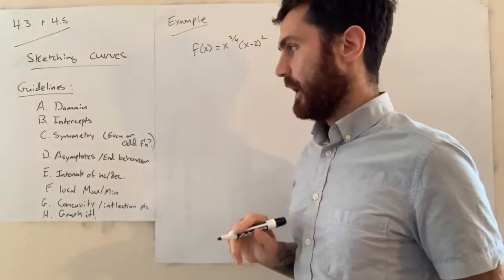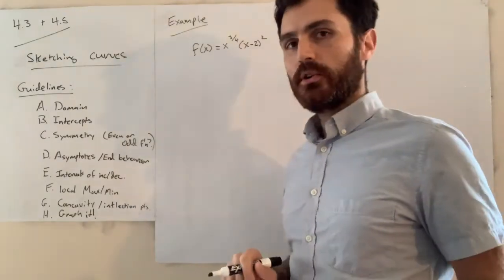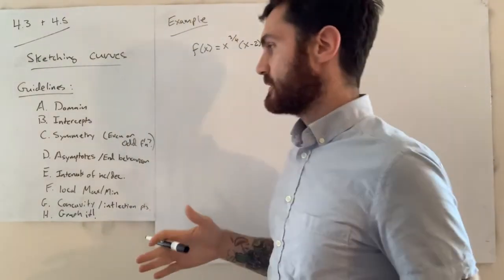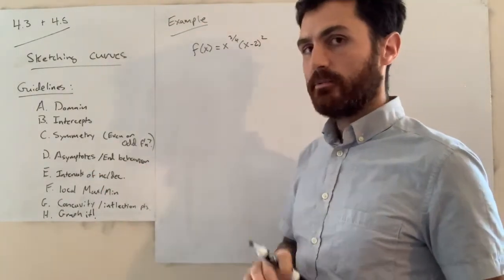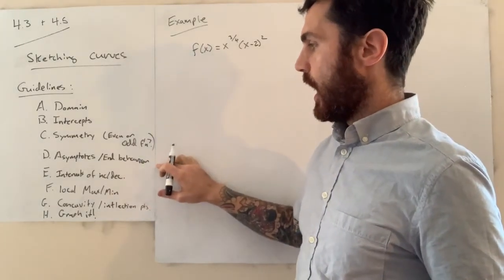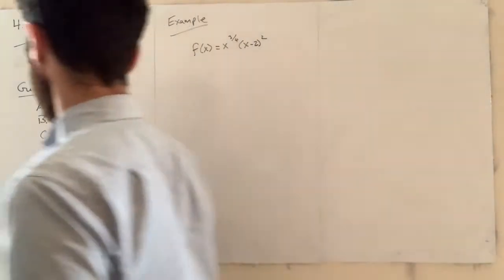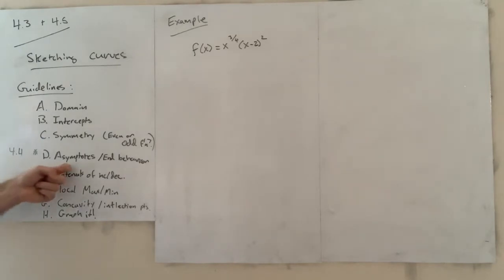Asymptotes and end behavior. This is where you start getting into calculus. In order to know asymptotes, we have to be taking limits. And in order to know end behavior, that's limits of the function at infinity, you have to know some calculus. So this is the point where you might need 4.4. Because when we're taking limits at infinity, we might need to use L'Hopital's rule. So remember, this is L'Hopital's rule.